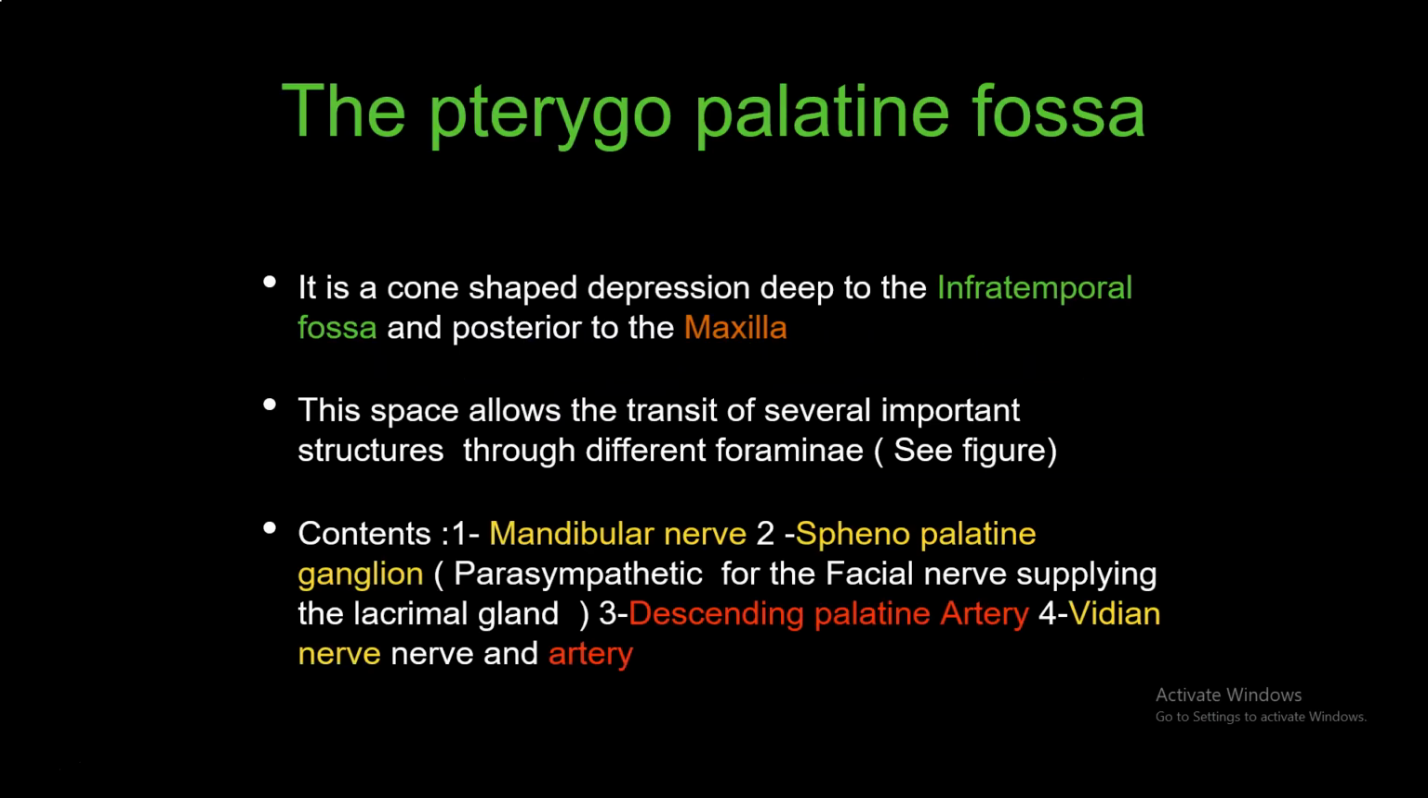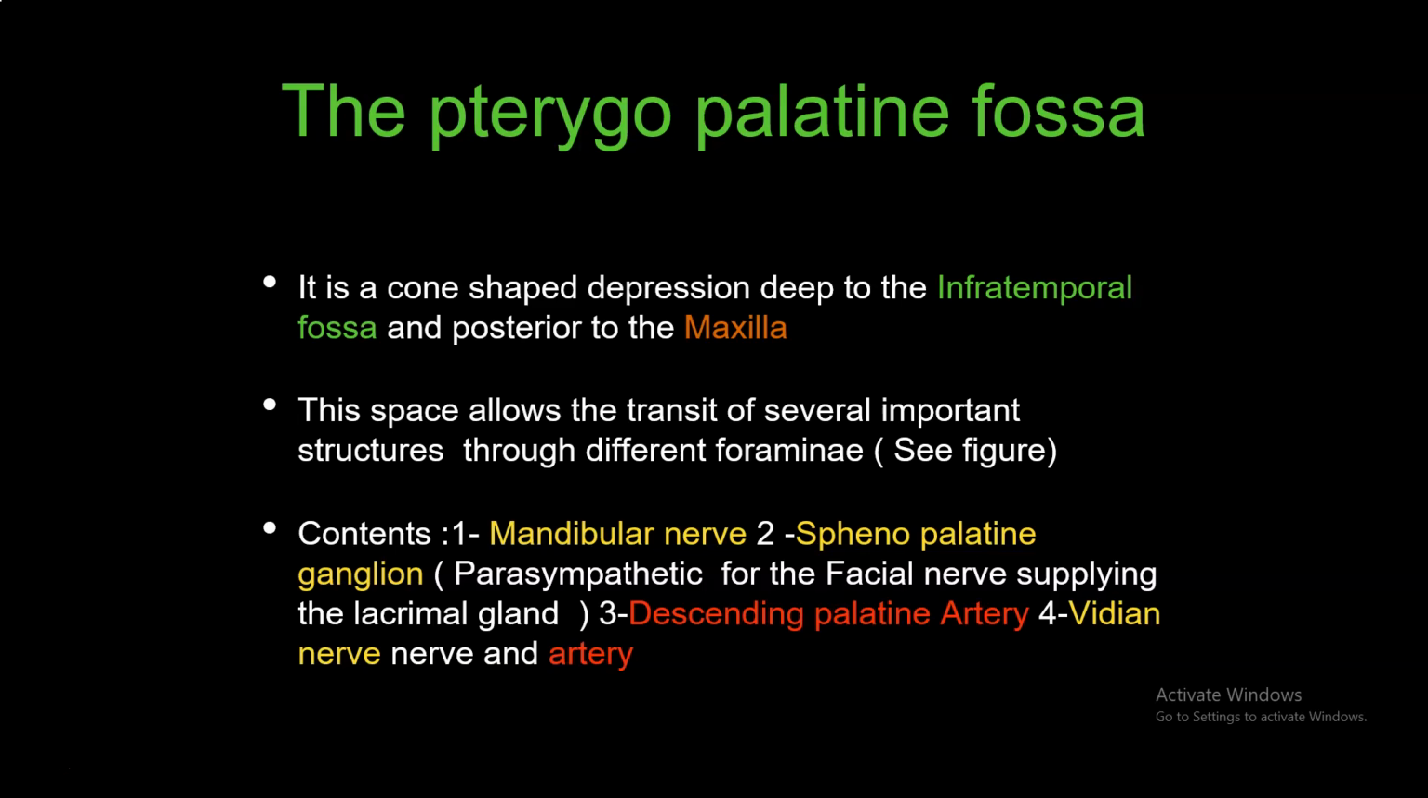Now we'll talk about the pterygopalatine fossa. Pterygopalatine fossa is a cone-shaped depression, of course deep to the infratemporal fossa and posterior to the maxilla. So from the name, it is between the pterygoid processes and the palatine bone, and it is deep to the infratemporal fossa and posterior to the maxilla. And this is a transitional space for several important structures through different foramina.